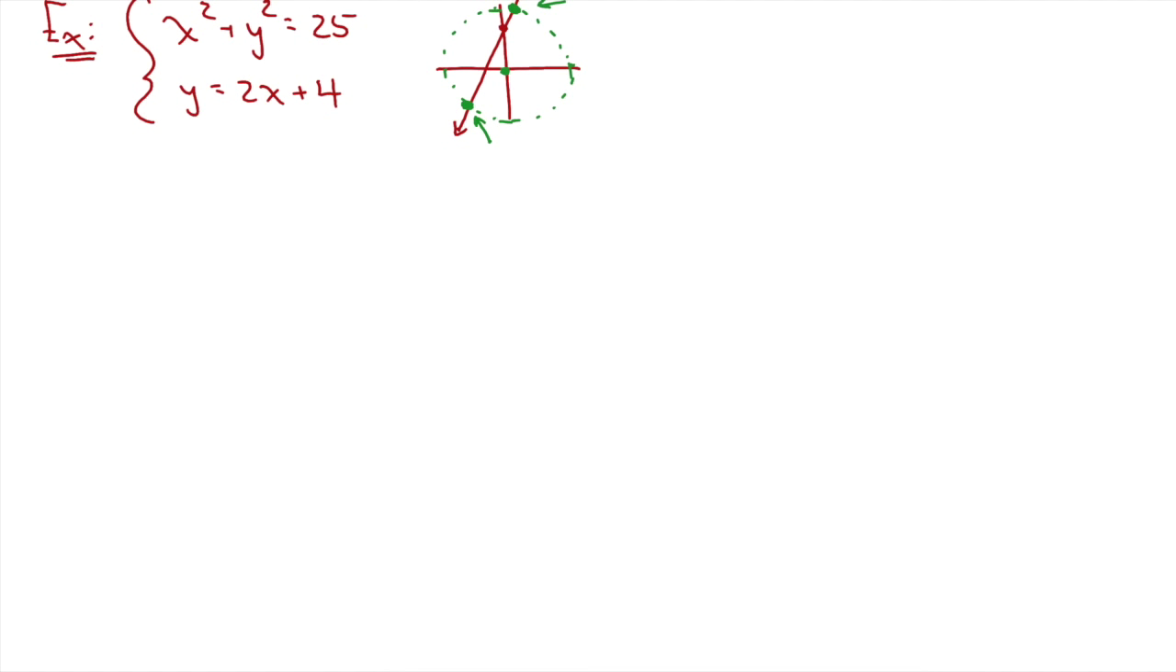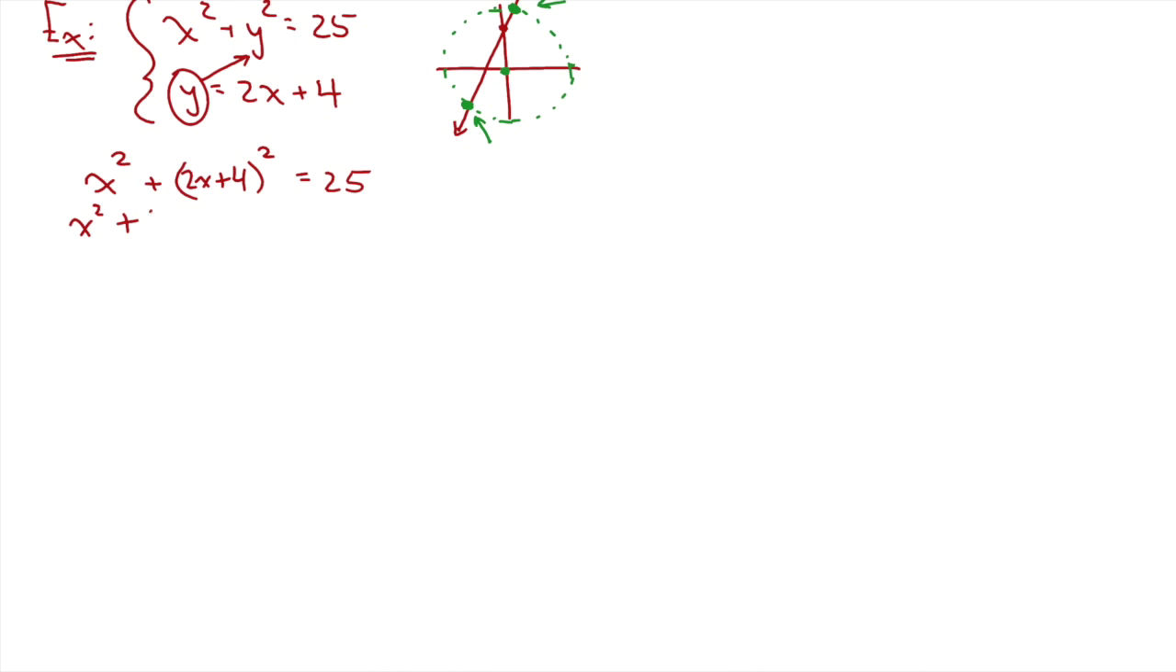Nicely enough, I left this one as y equals, so you take this one and shove it inside of that one. You take this y value and shove it into that y value. When I do that, I'm going to get x squared plus something squared is equal to 25. The something is 2x plus 4. And just start expanding out.